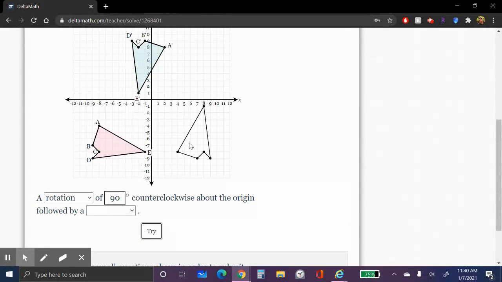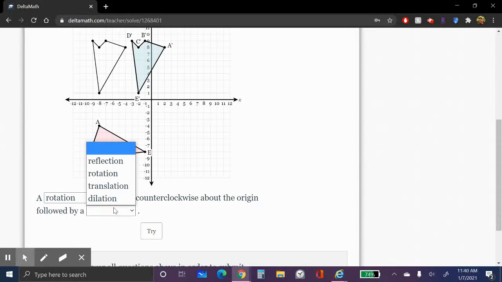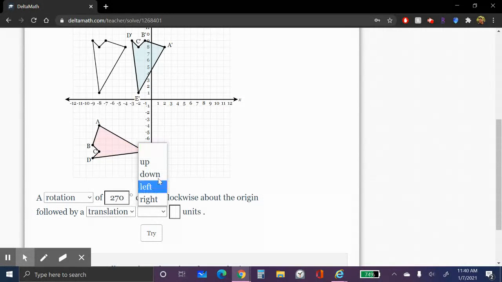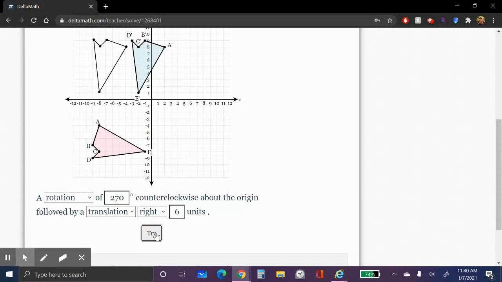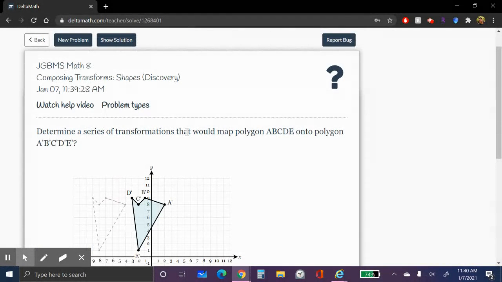Okay. Not too much. I didn't want to do that. Let's try, instead of 90 degrees, let's try 270. That's 90 degrees in the other direction. There we go. Rotate it 270 degrees or 90 degrees the other direction, does that. And it looks like it slides 1, 2, 3, 4, 5, 6, followed by a translation right 6 units. Bada, boom, beautiful. So I just wanted to show you with the rotation one that had that as well.